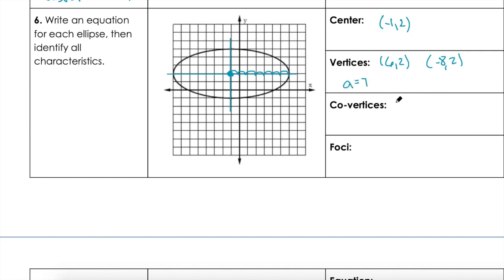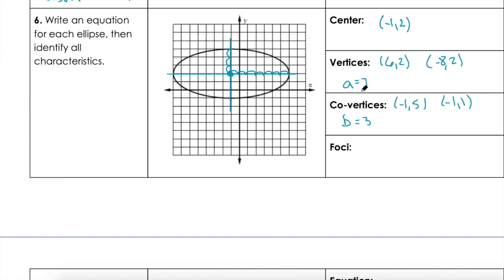We can do the same with our co-vertices. Our co-vertices are located at (-1, 5) and (-1, -1). From our center, it goes up 3 or down 3 to create our b value. So b equals ±3. We really don't need to find our foci to write our equation, so I'm actually not going to do that.